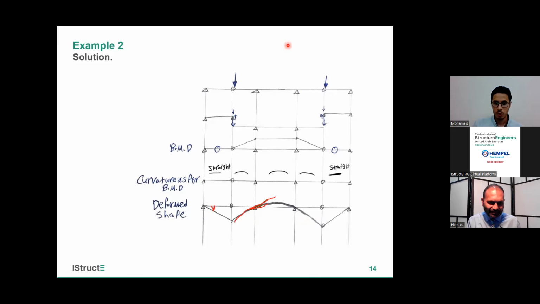It's very important to know that if I have an intermediate hinge, I'll have a relative theta, so there will be a discontinuity in the slope. That's it for this example.